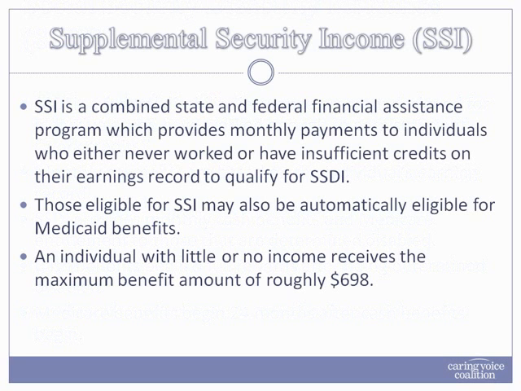SSI is a combined state and federal financial assistance program which provides monthly payments to individuals who either never worked or have insufficient work credits in their earnings record to qualify for SSDI. Those eligible for SSI may also be automatically eligible for Medicaid benefits. An individual with little or no income receives the maximum benefit amount of roughly $698. That is the maximum amount. Currently, it could be less based on the income.